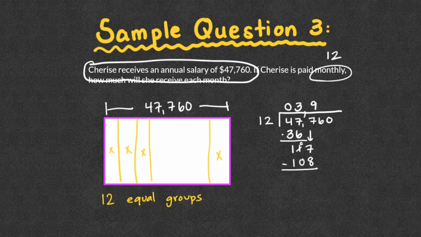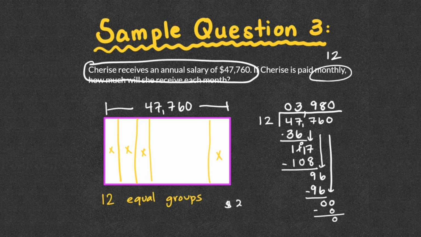Subtract it. We get 9, and we bring down our 96. We know that 96 divided by 12 is going to be 8. 8 times 12 is 96. We subtract to get 0. Bring down our 0. Notice we're not done yet. We still have to use that last place value. 0 divided by 12 is 0. Minus 0. A lot of zeros at the end. But we know that she receives $3,980 each month.